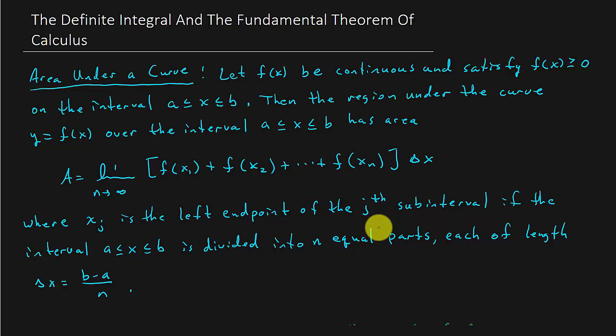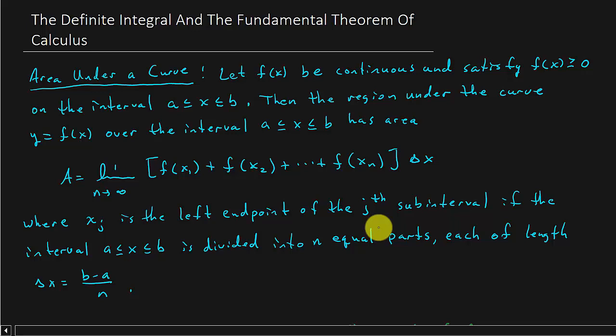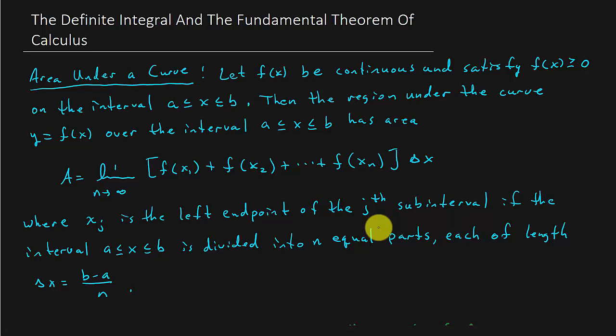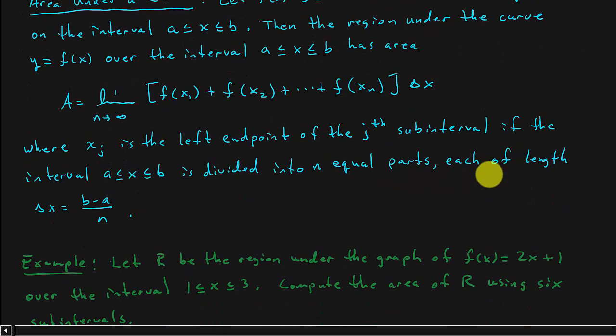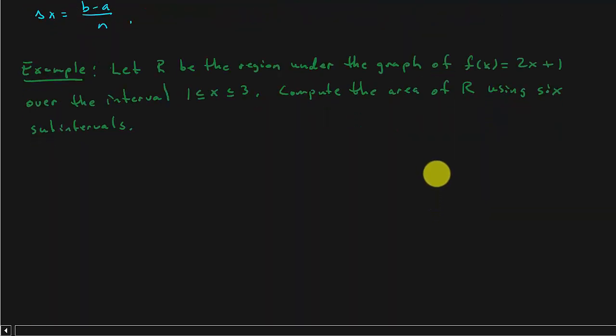All right, so basically what we're doing is we're taking the area that we're trying to find, and we're breaking it up into rectangles, and we're finding the area of those rectangles and summing up those areas. And so, as you know, the area of a rectangle is length times width. Okay, so I'll explain that more when we get to working the example. All right, so let's look at the example.